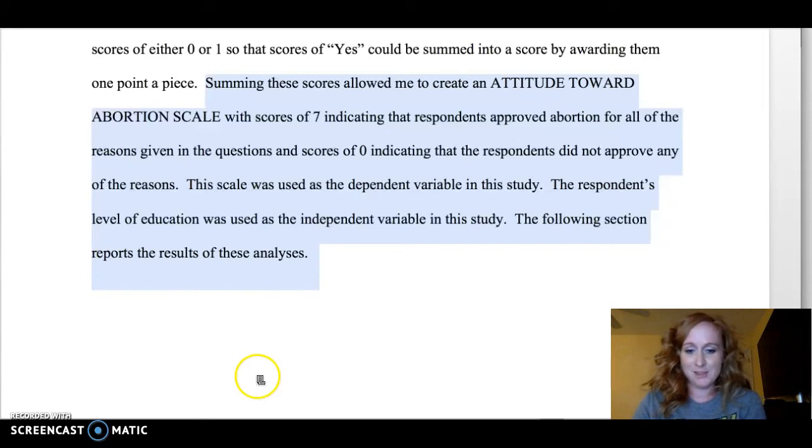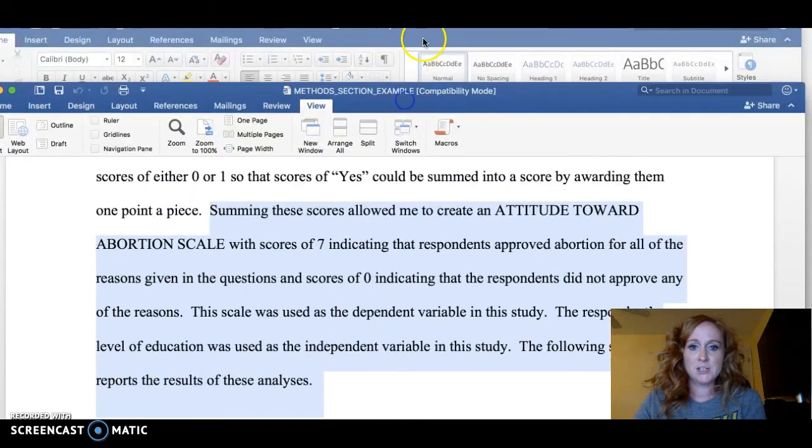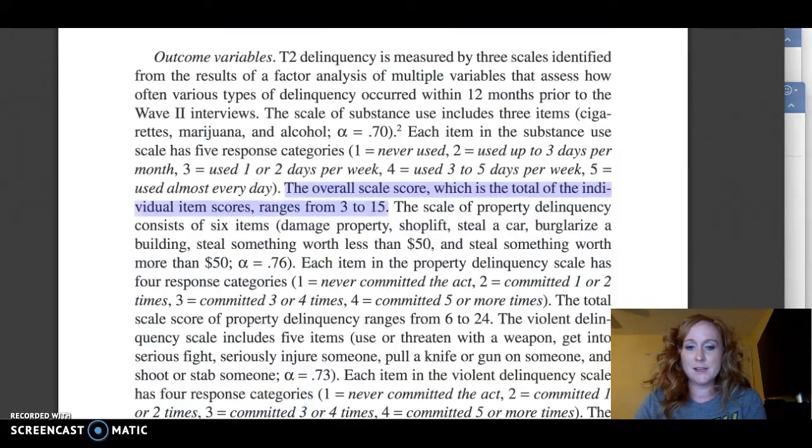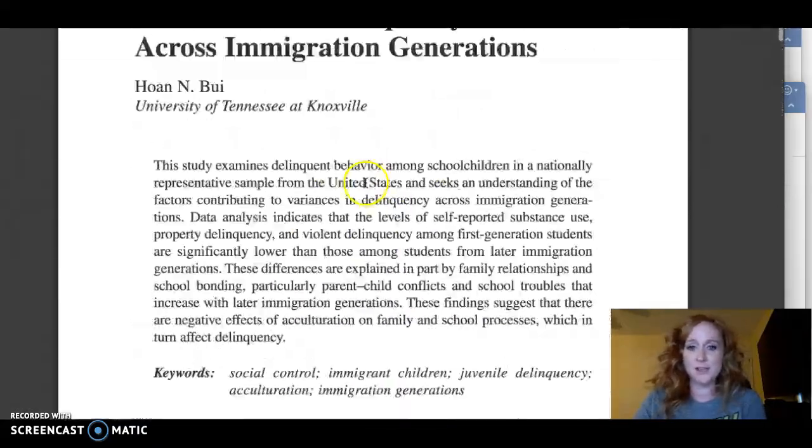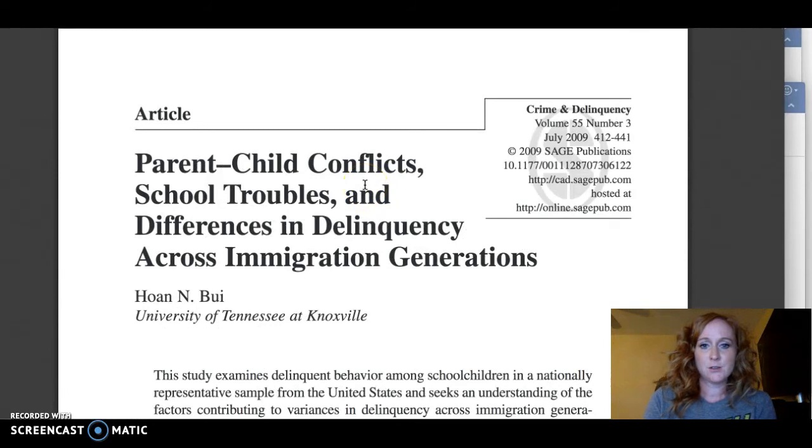So let me show you one more thing, kind of for funners. Okay. Over here, I actually have a study that was done with AdHealth. So I just want you to see how real this is. Okay. So this is an article, a journal article from the Crime and Delinquency Journal, which is one of the top journals in criminology, that was done using AdHealth, the very data you have in class. So researchers use it all the time.